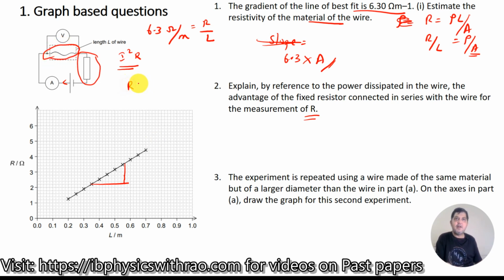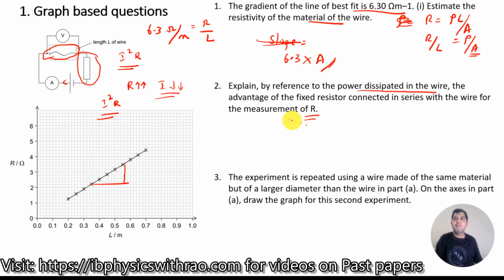If the value of R is increased, then what will happen? The current passing through it will decrease. When the current is decreased, then what will be the power dissipated here? The power dissipated will also be I squared into R, which will also decrease. Hey, this will be a confusion, right? This will also decrease. So with reference to power dissipated in the wire, you need to comment on the advantage of the fixed resistor. What is the advantage of the fixed resistor? If I increase this resistance, the current will reduce, and as a result the power consumption on this wire will also reduce. That's what I can write, right?